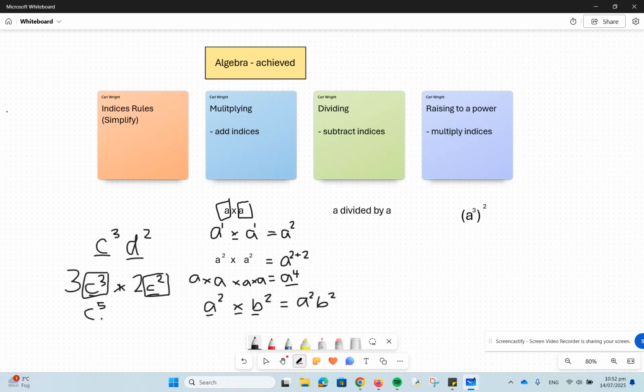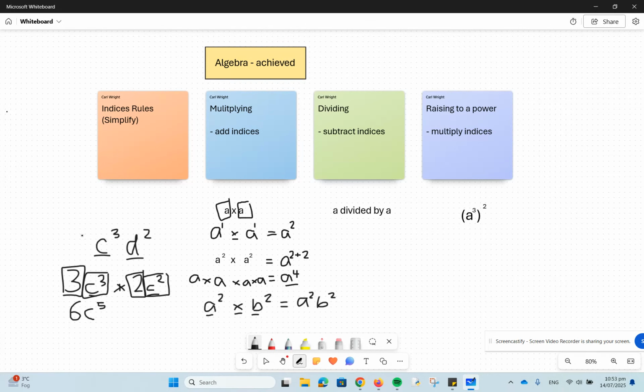Yeah, great. Got C5. The rule, remember, add indices. And I've got 3 times 2, which means it's a 6. I just do the numbers. So basically I'm dealing with the numbers separately, called the coefficient, just as normal times, 3 times 2. And I'm dealing with the C's, the letters with the powers, separately by adding them. Okay, so that is adding and subtracting like terms.